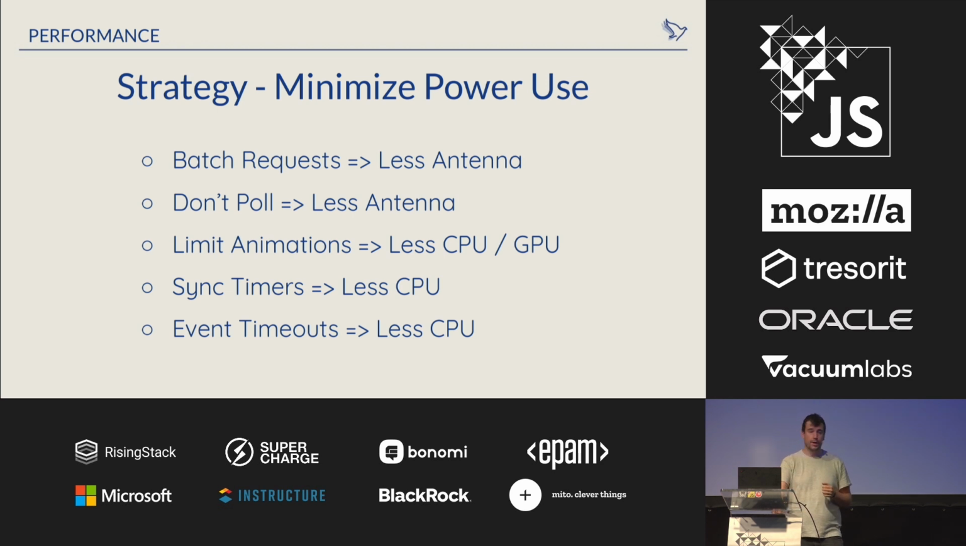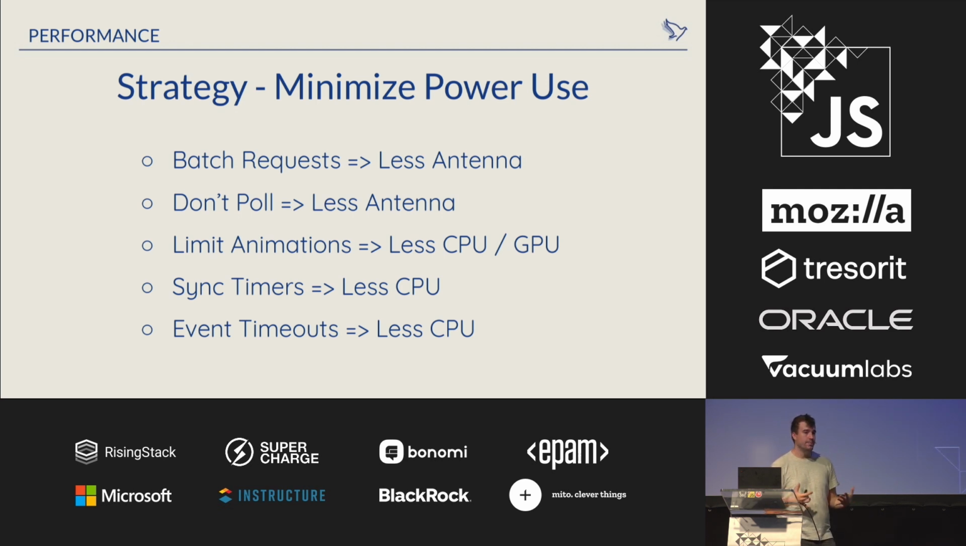We don't want to use polling because that's going to send a heartbeat out. There's some great tech out there like WebSockets, which do a much better job of keeping a TCP connection open without that heartbeat. We want to limit animations as much as possible. Every time you have an animation going, it's going to be repainting in the browser, running that CPU. And I'll show you some performance stats on that in just a minute.